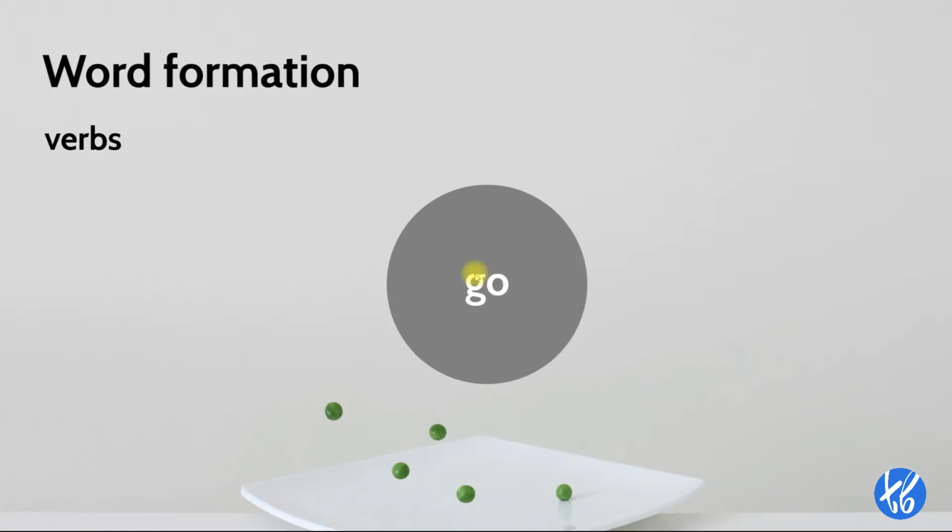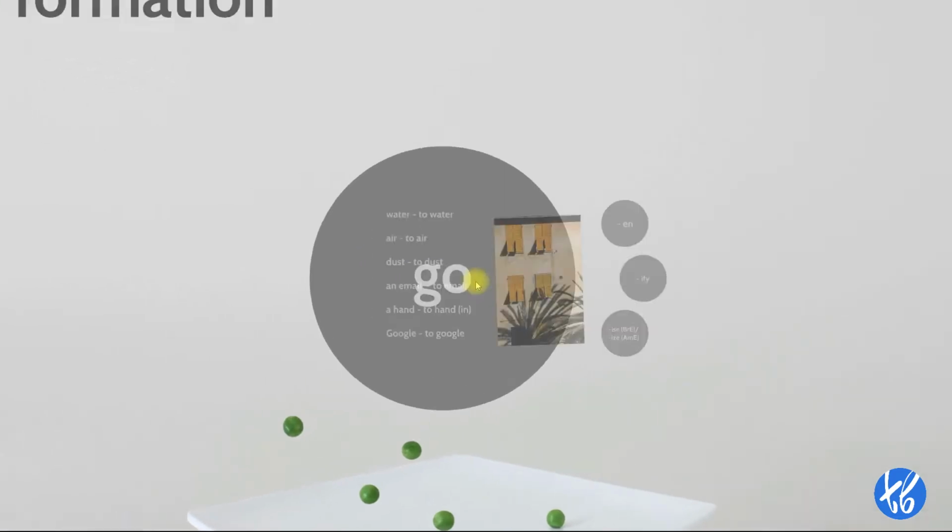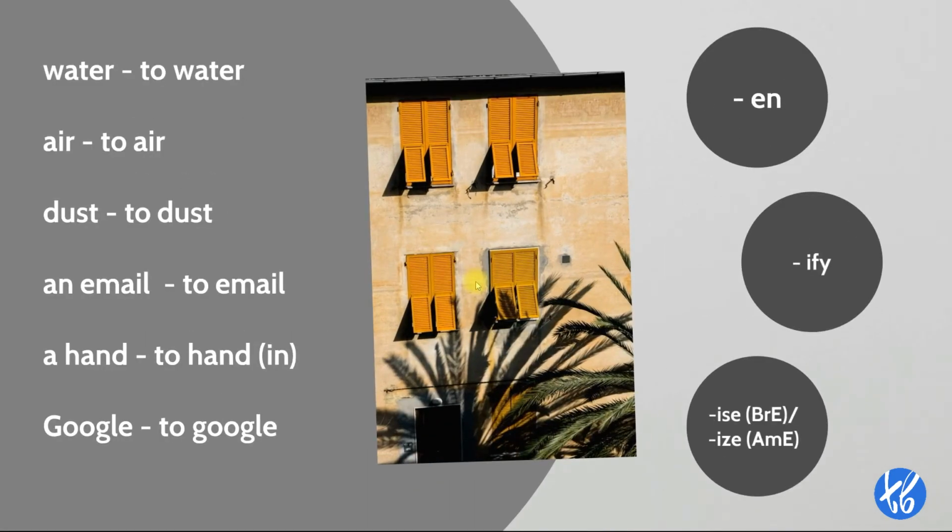Okay, word formation verbs, let's go. Water to water. I water my plants every day. Air to air. Air the room, please. Dust to dust. It's time to dust our furniture. An email to email. Don't forget that the stress is on the first syllable, email.